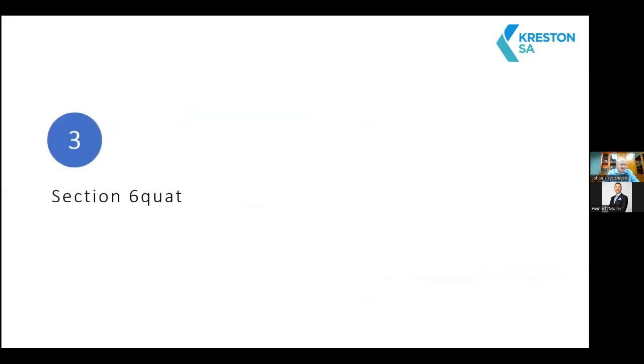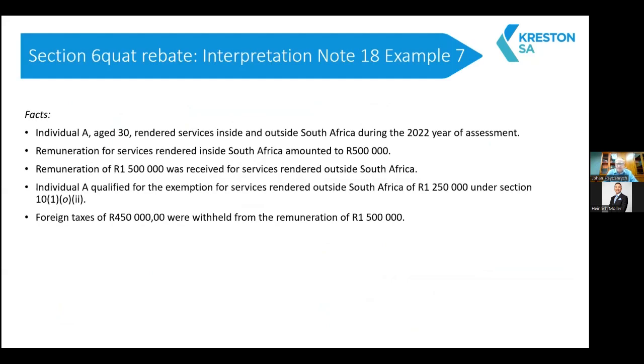All right. Now, to make it even a bit more complex, let's look at section 6quat. Example 7 is given in Interpretation Note 18, which deals with section 6quat. Individual A, age 30, rendered services inside South Africa during the 2022 year of assessment. Remuneration for services rendered inside South Africa amounted to 500,000 rand. Remuneration of 1.5 million rand was received for services rendered outside South Africa.